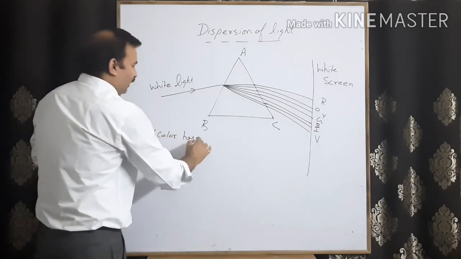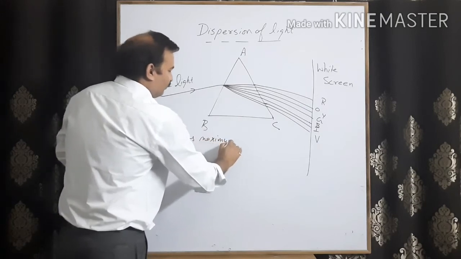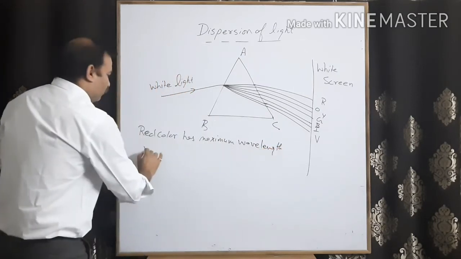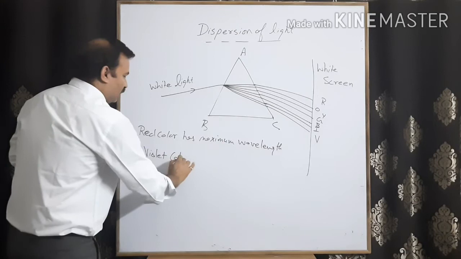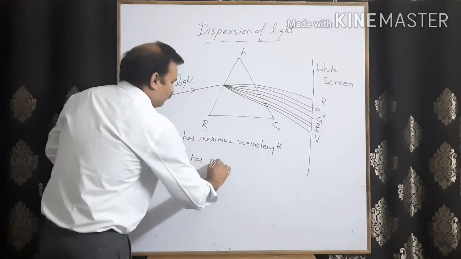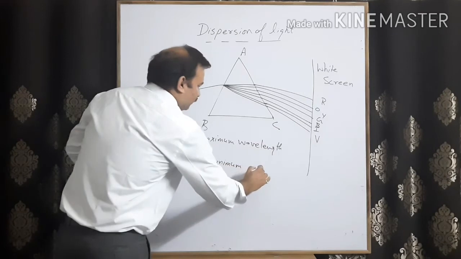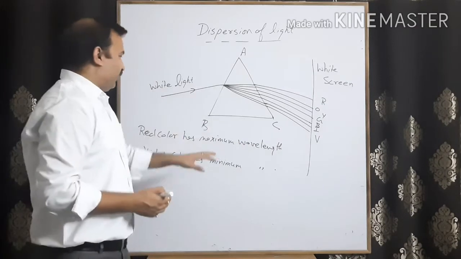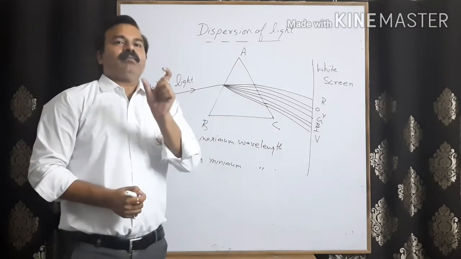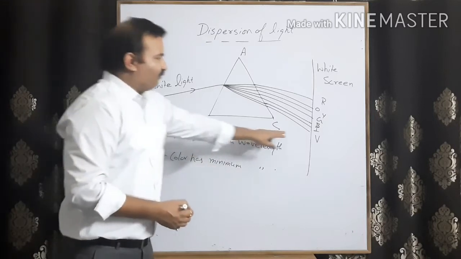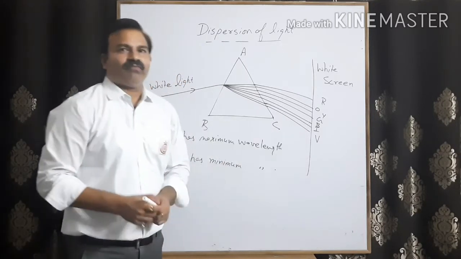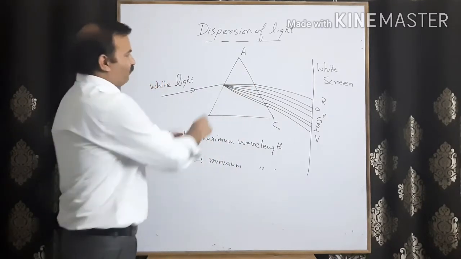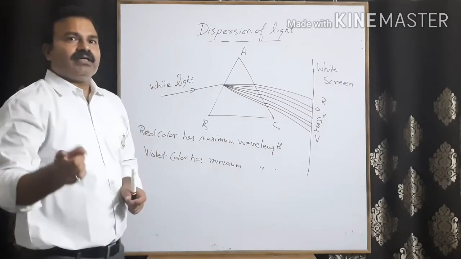Red color has maximum wavelength, whereas violet color has minimum wavelength. As red color has more wavelength, the speed of the red color is maximum. Fine. And the violet color has minimum wavelength, so the speed of violet color is minimum. So that's why the red color deviates least, whereas violet color deviates the most.